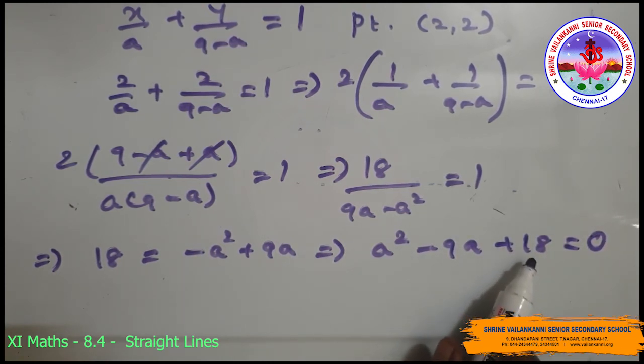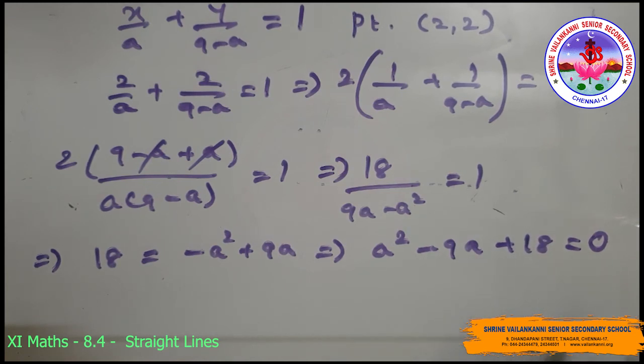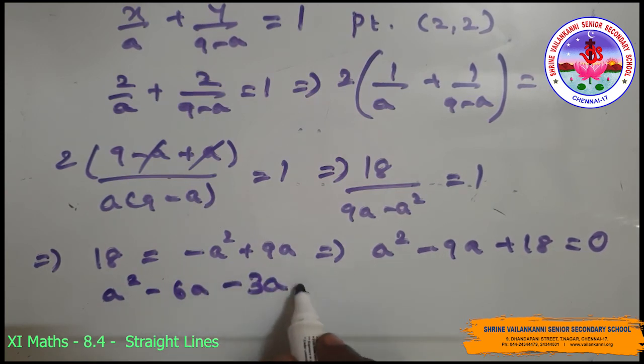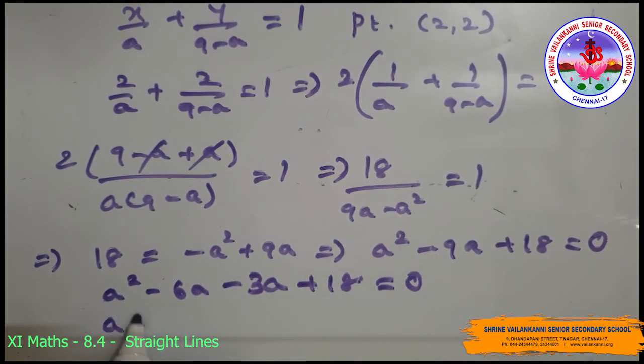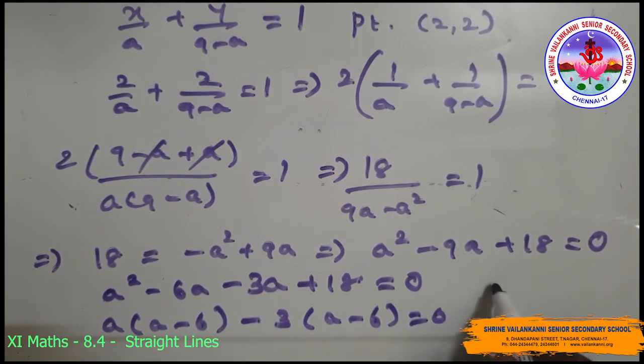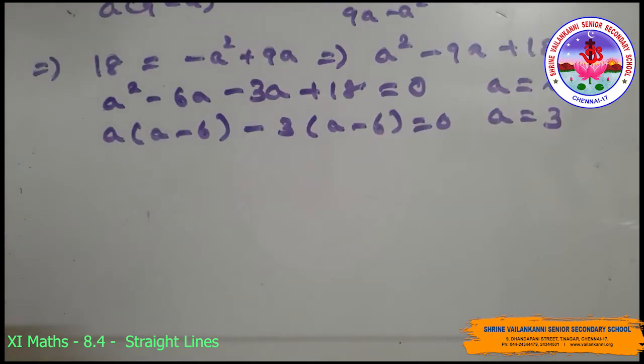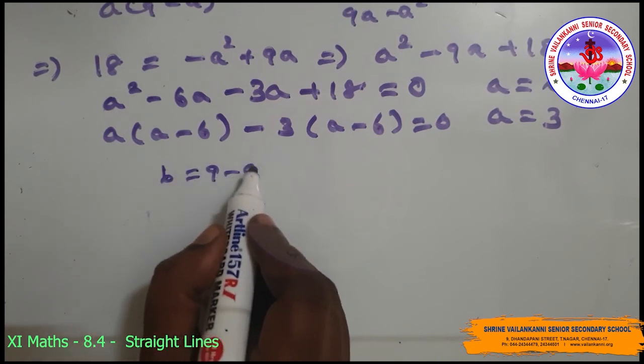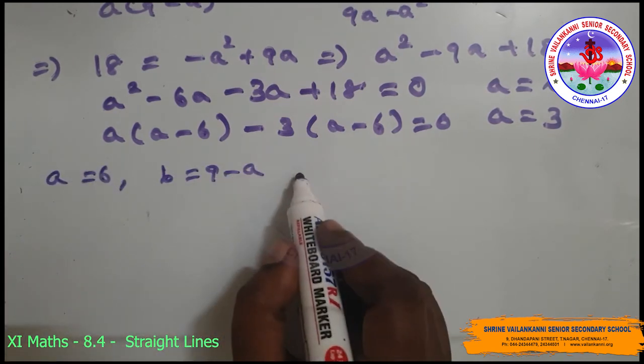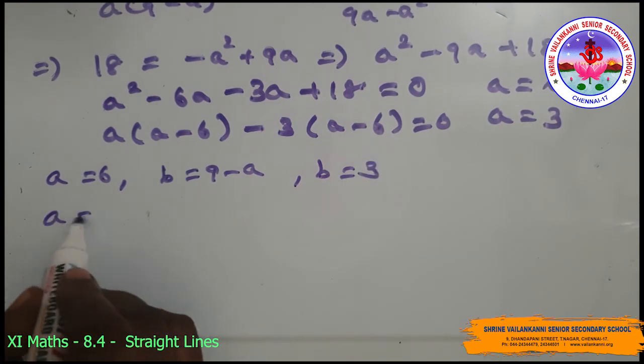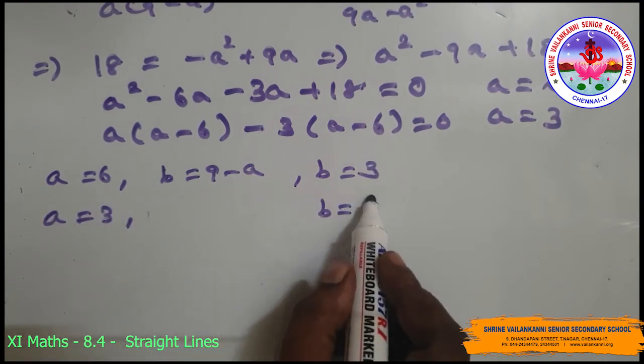So factorizing this, the product is 18 and the sum is 9. So 6 into 3 is 18, and minus 6 and minus 3 are the sum. So we get a square minus 6a minus 3a plus 18 equals 0. a into (a minus 6) minus 3 into (a minus 6) equals 0. So we get a equals 6 and a equals 3. We have b equals 9 minus a. So when a equals 6, we get b equals 3. When a equals 3, we get b equals 6.